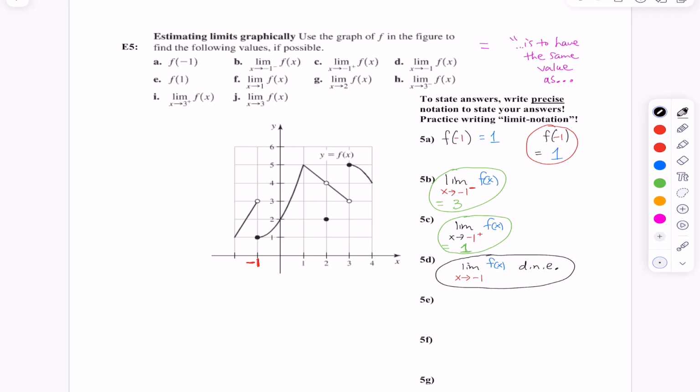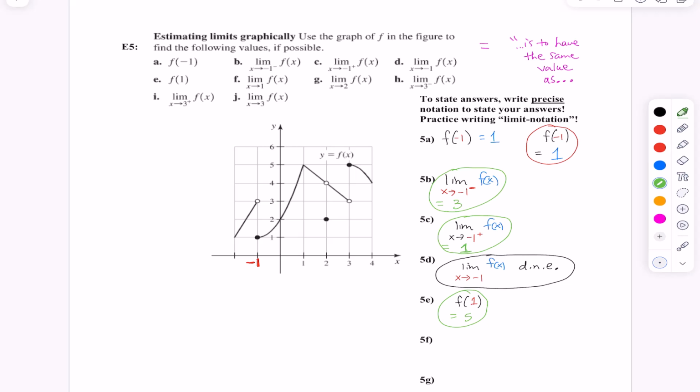All right, next example. What is f of 1? What is the expression f of 1? We know that output is 5. And we're done. So f of 1 is to have the same value as 5.